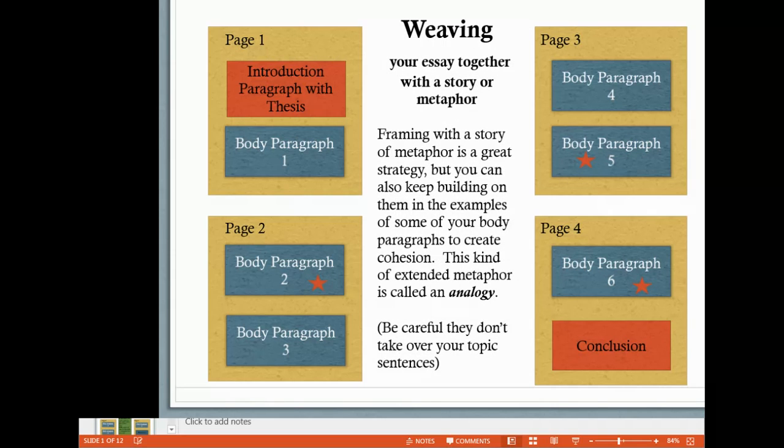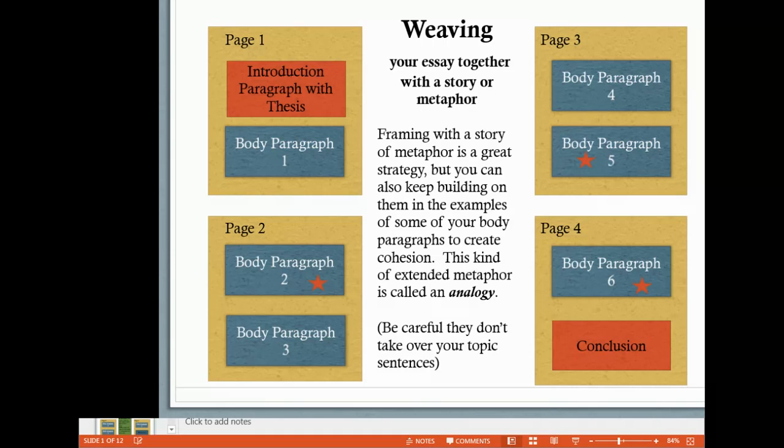All right, so I don't actually have a term for this, but I'm calling it weaving. And weaving is when you take the framing idea a little bit further and you weave that story or the metaphor throughout your paper. So that's shown with the little red stars. So if I started with a lovely metaphor in my introduction, I could keep going and developing that metaphor, talking about different aspects of it, in a body paragraph here on page 2, one here in body paragraph 5, maybe here in body paragraph 6, come back to it in the conclusion.